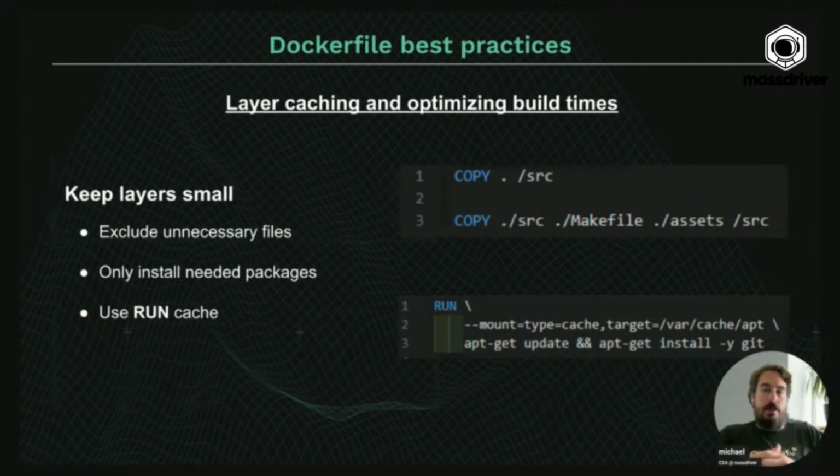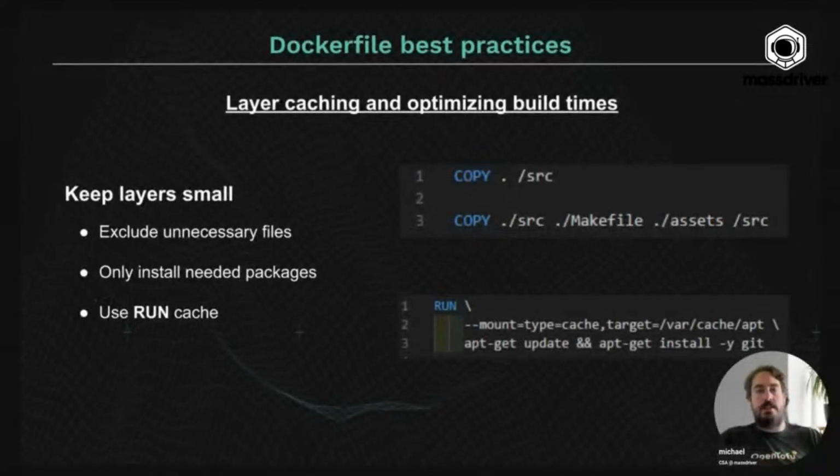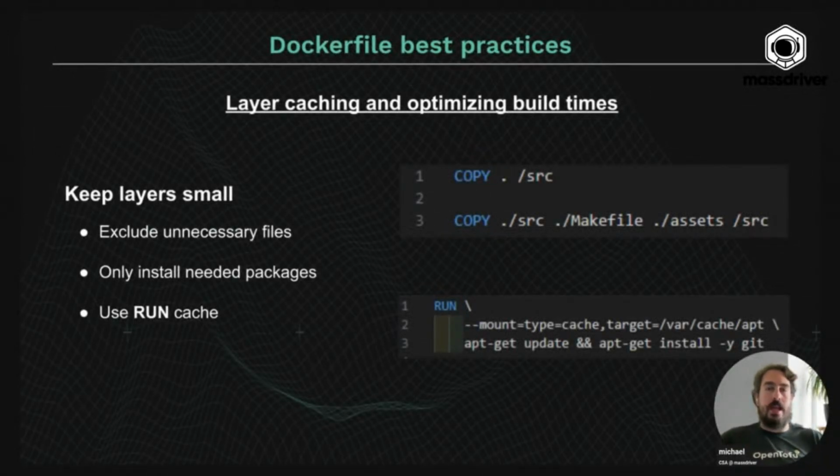Another way to speed up your image builds is to keep your layers as small as possible. This means excluding unnecessary files, installing only the required packages, and using the run cache efficiently. Let's start with excluding unnecessary files.